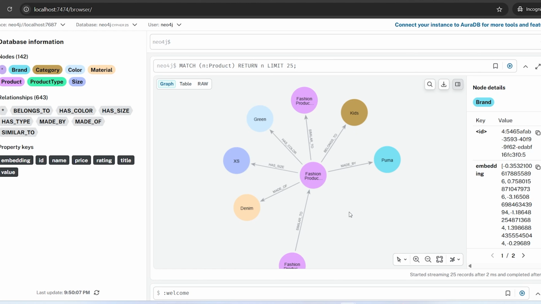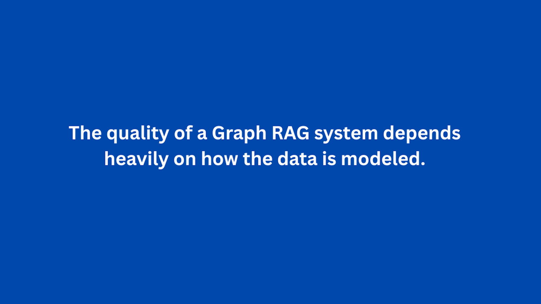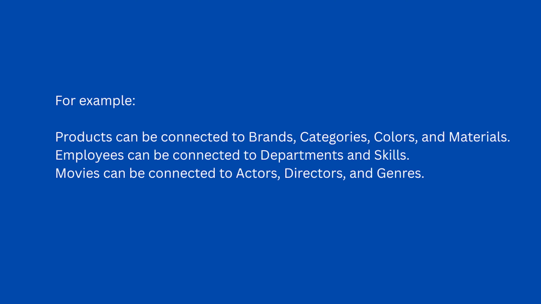The quality of a graph RAG system depends heavily on how the data is modeled. If you are working with a different dataset, make sure to identify the key entities and the relationships between them before importing the data into Neo4j. Different datasets have different relations. For example, products can be connected to brands, categories, colors, and materials. Employees can be connected to departments and skills. Movies can be connected to actors, directors, and genres.